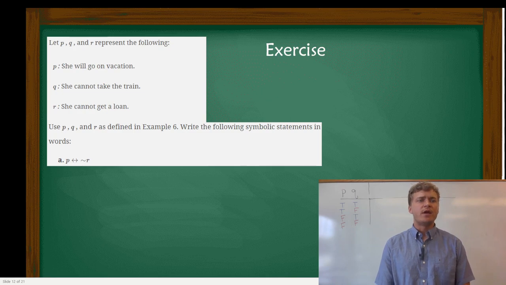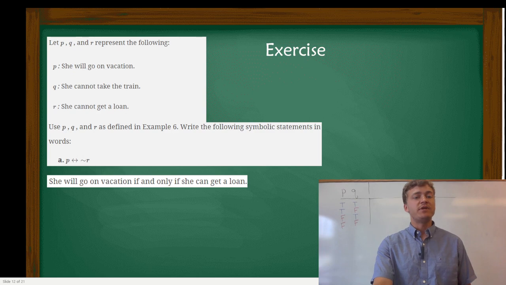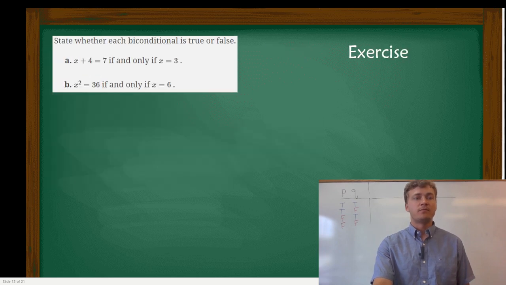Once again, P is she will go on vacation if and only if she can get alone. She will go on vacation, that's P, if and only if she can get alone. The original R is cannot, but if we negate that it is she can get alone. So she will go on vacation if and only if she can get alone.